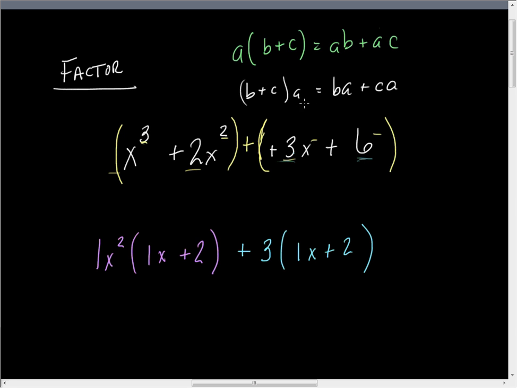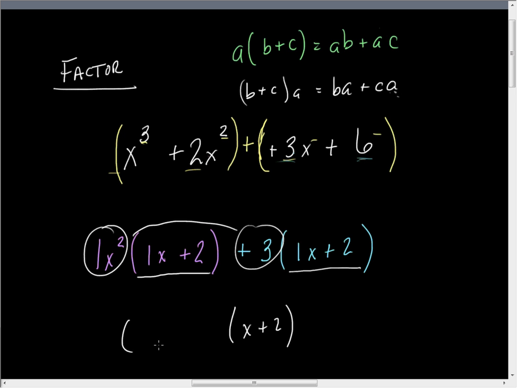Notice that if I have a common factor on the right-hand side of my two terms, and they're the same, then I can factor them out. Well, I have 1x plus 2 here, and I have 1x plus 2 here, so I can go ahead and factor that out. When I do, whatever's left is what goes in the other parentheses. I have an x squared here, and a plus 3, that's what's left. So I have x squared plus 3, and that's how this factors.